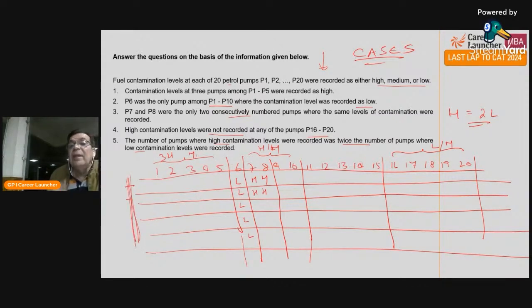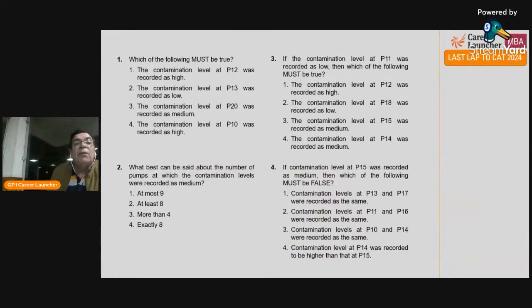And this is a data which is a big table. Bigger the table, the more complicated the cases can be. Which is why I'm not very keen on doing this as a set. But quickly, let's look at the questions. Which of the following must be true? True in all cases. That tells you very clearly that we have to deal with multiple cases.